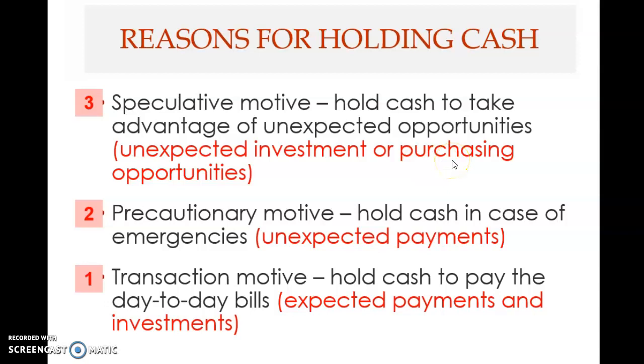Let's say there is a fall in price of raw material or components from your suppliers. Okay, they say that they want a clearance sale, they want to sell it off. They are willing to sell at a lower price if we can purchase in bulk, for example. And if you don't have enough cash, because you don't hold cash for speculative motive, then you cannot take advantage of this. You would not be able to purchase in bulk, meaning in large amounts, and therefore you lose this purchasing opportunity. So this is the reason for holding cash for speculative motive.